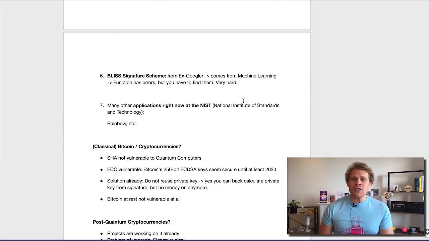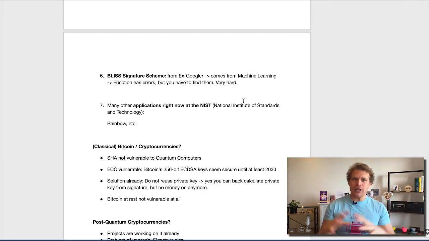Then we have the BLISS signature scheme. Interesting, it's from an ex-Googler, comes from machine learning. And what's interesting there is it goes a different route. You don't have to find a solution, but you have to find the problem. The function has a lot of problems and you need to find those. And it's a very, very hard problem to find the problem. And then obviously we have many other applications right now at the National Institute of Standards and Technology, Rainbow and so on, very fancy terms. So let's see how all these things work out and what's going to happen there.